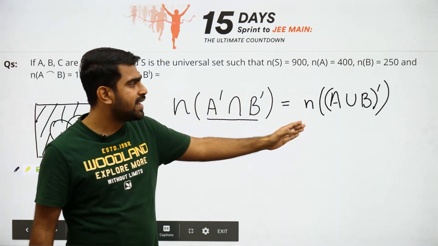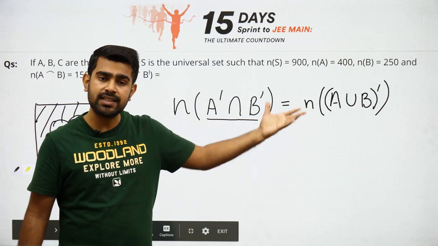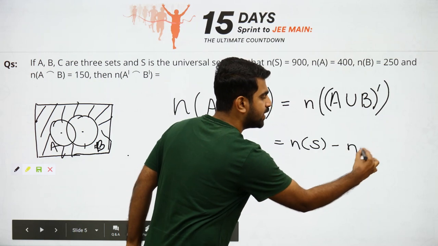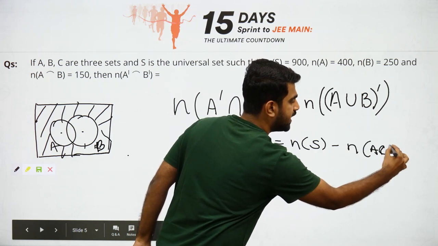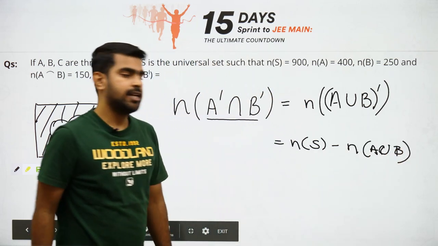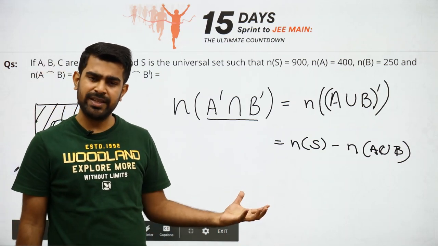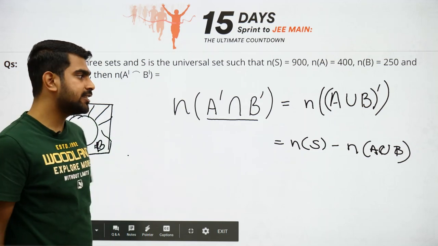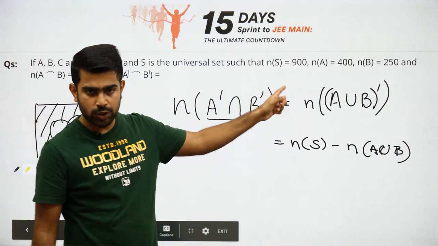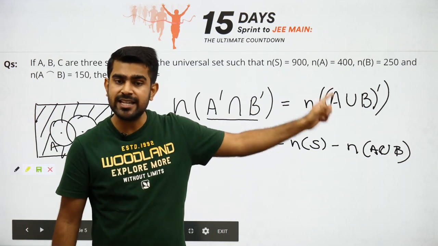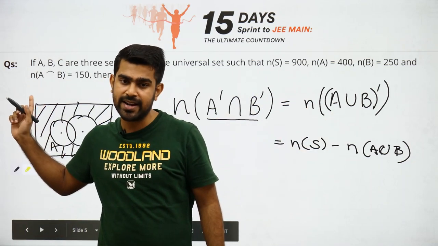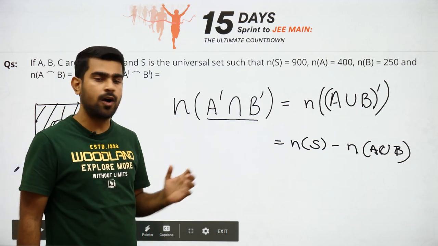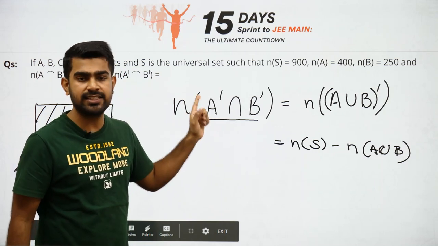So how do I calculate N of A union B the whole dash? So can I say that is equal to N of S minus N of A union B? Does that make sense, everyone? So that's it, guys. It's done, because N of S is already given to me. N of A is given, N of B is given, and N of A intersection B is given. So using all this information, I can get my value of N of A dash intersection B dash.